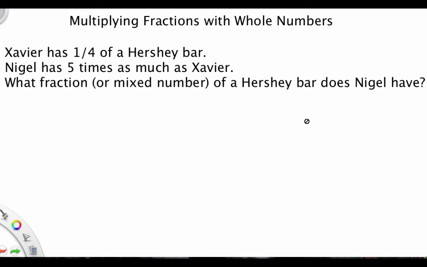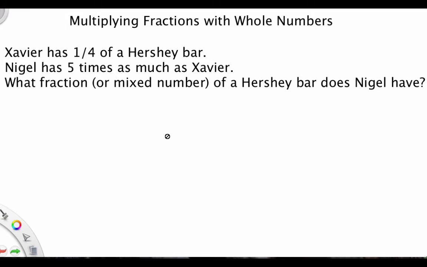Today we're going to start multiplying fractions with whole numbers. We're going to start using a real-world situation involving a Hershey bar. The problem goes, Xavier has 1/4 of a Hershey bar. Nigel has 5 times as much as Xavier. What fraction or mixed number of a Hershey bar does Nigel have?